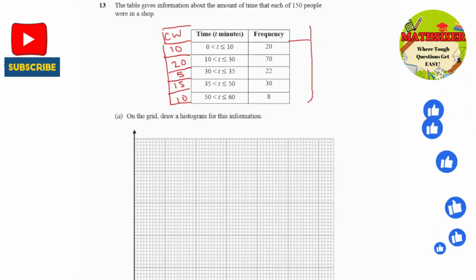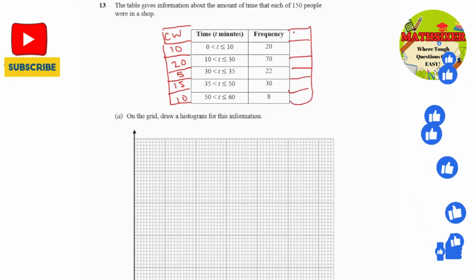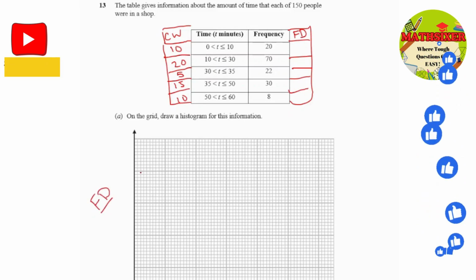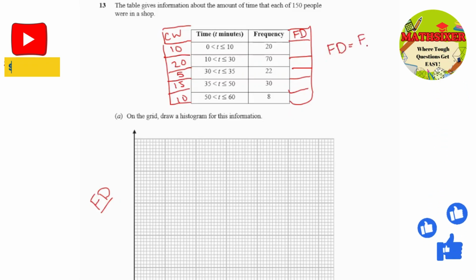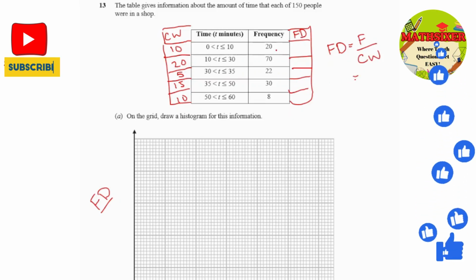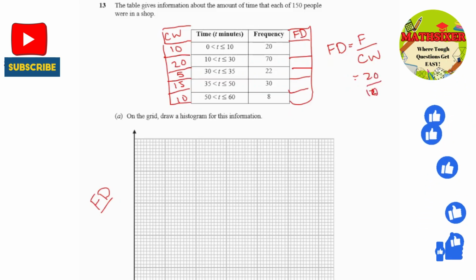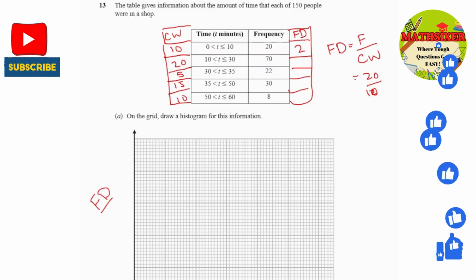Okay, and what is frequency density? We're going to use frequency density instead of frequency. So on the y-axis we're going to use frequency density. What's the formula for frequency density? It equals frequency divided by class width. If you look at the first one, the first frequency is 20 and the class width is 10. So 20 divided by 10 is 2. So the frequency density is 2.